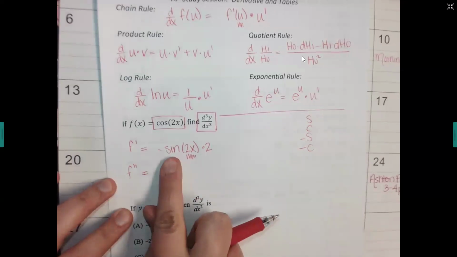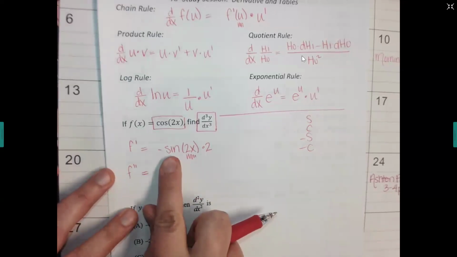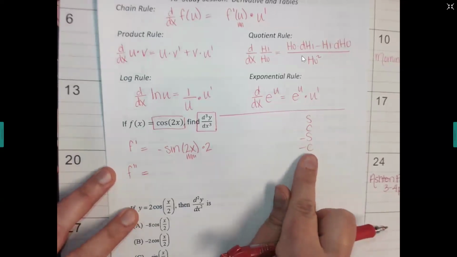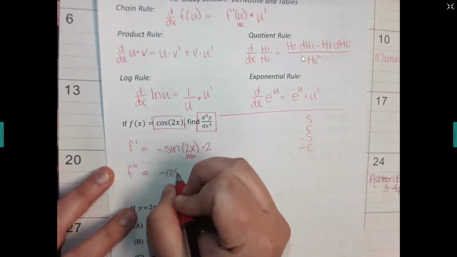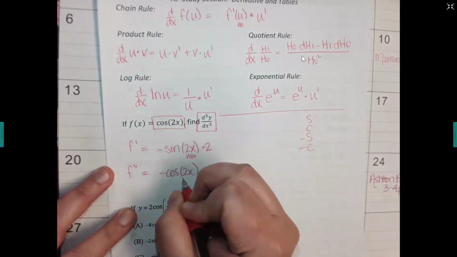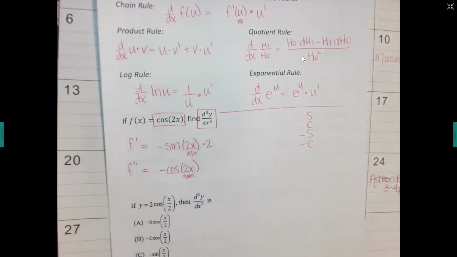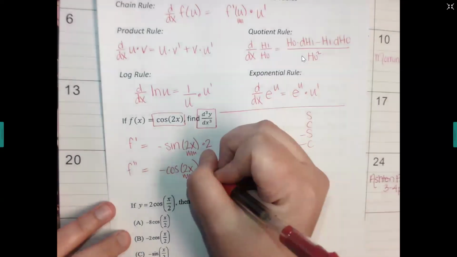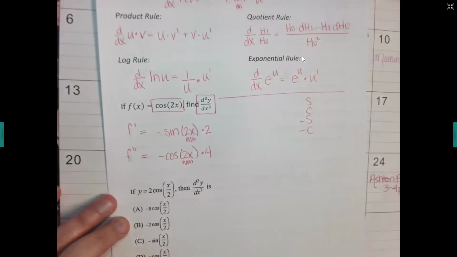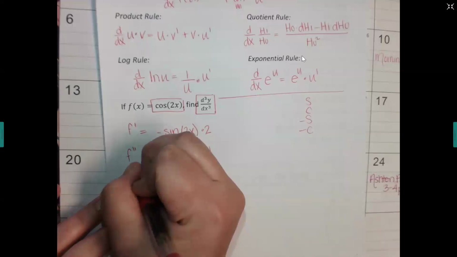Okay, write f double prime. What's the derivative of negative sine? Negative sine goes to negative cosine 2x. I keep the core the same, but now I have to times another what? 2 from the middle. So what is this now? A 4, because it's 2 times 2 again gives me a 4. Okay, now we're taking the derivative a third time, so that'd be f triple prime.